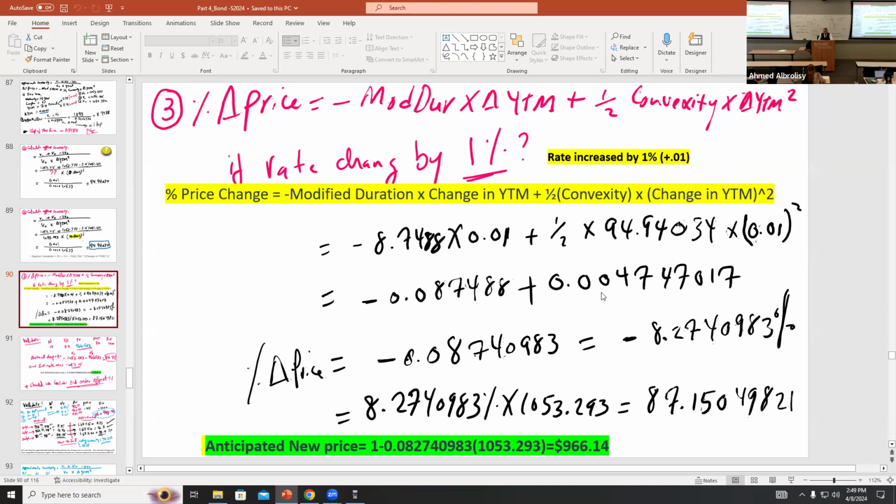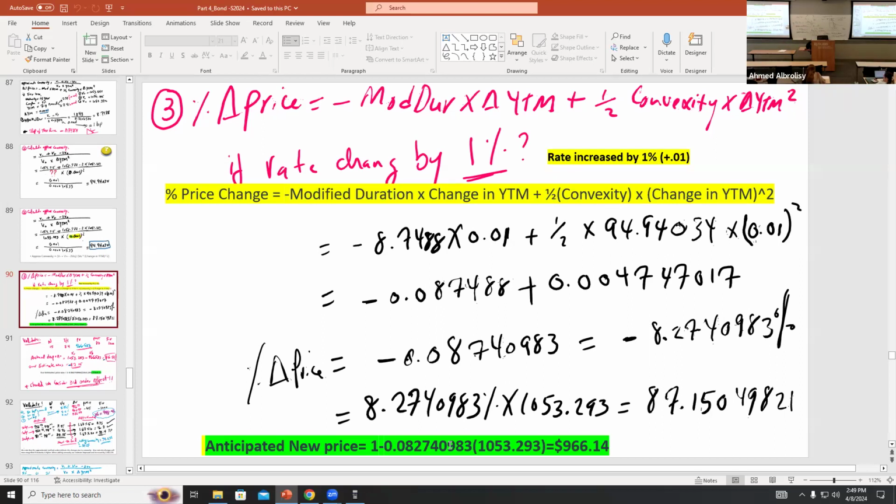Just make sure in this case scenario, it's an increase by 1%. You make sure of that, because here I'm putting 1% in the calculation and 1% here in the calculation. Yes, the price did go down, because the interest rate moved up, then the price went down, right?